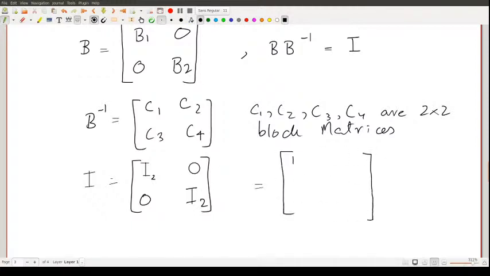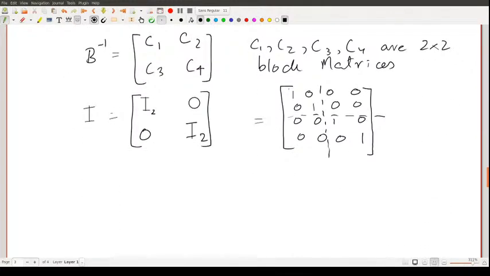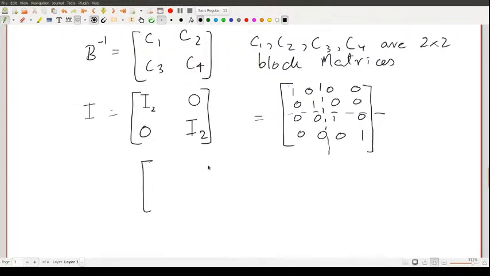Let me just write the 4 by 4: 1, 0, 0, 0, 0, 1, 0, 0, 0, 0, 1, 0. This is the 4 by 4 identity matrix, which I have partitioned into 4 pieces, 2 by 2 blocks, where this is just the 2 by 2 identity matrix, and these are just the 2 by 2 zero matrix, right? So that's the approach that I'm taking. And what this tells me is the following.